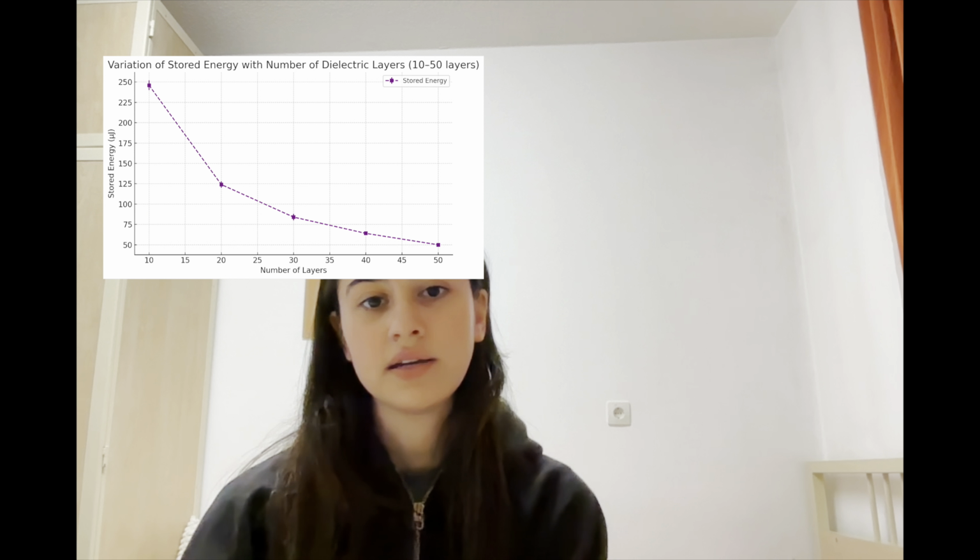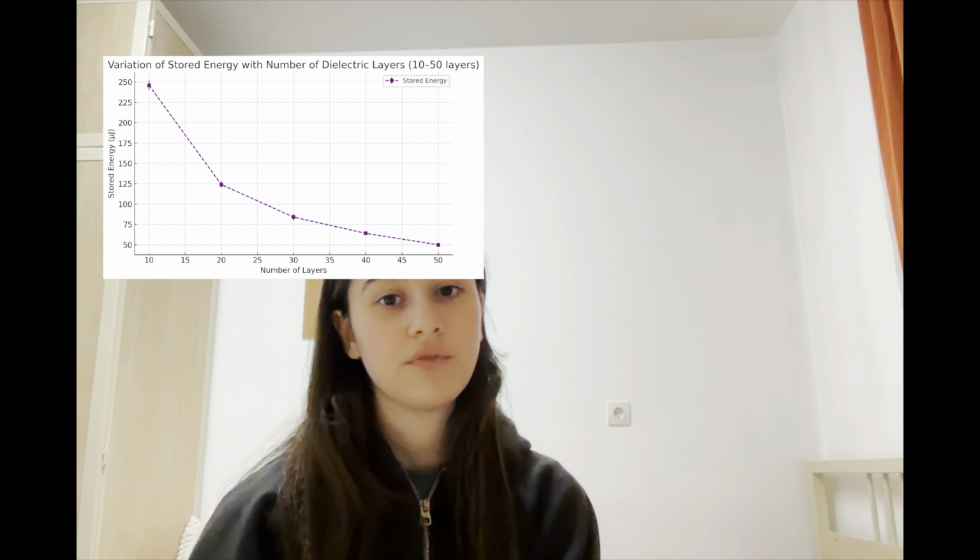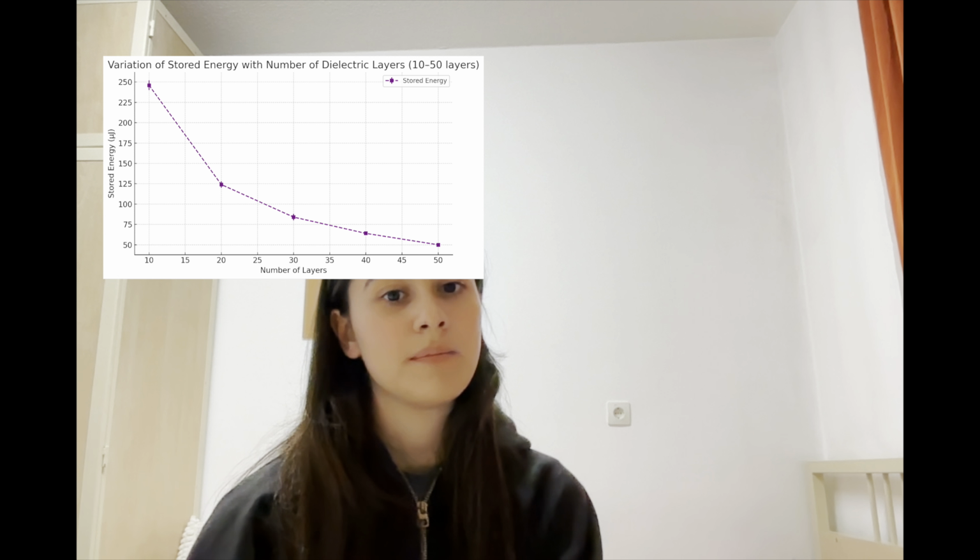The capacitance and stored energy both decreased as the number of stretch film layers increased. In the graph of capacitance versus number of dielectric layers, we saw a clear downward trend. The capacitance dropped rapidly at first and then more slowly at higher thicknesses. Similarly, the graph of stored energy versus number of dielectric layers showed a matching decrease.